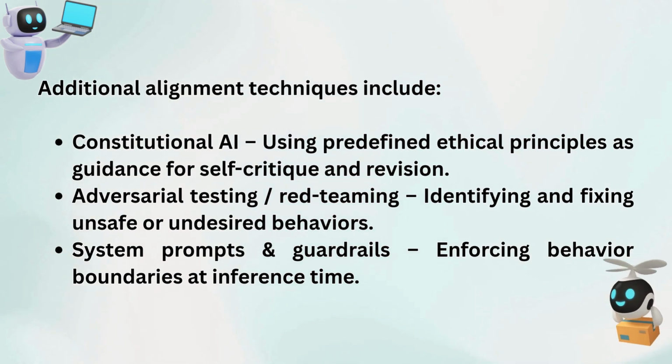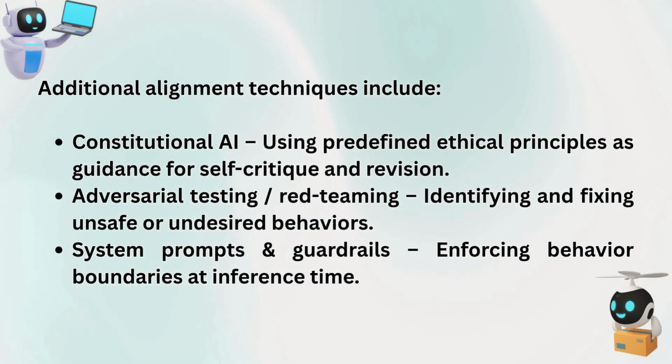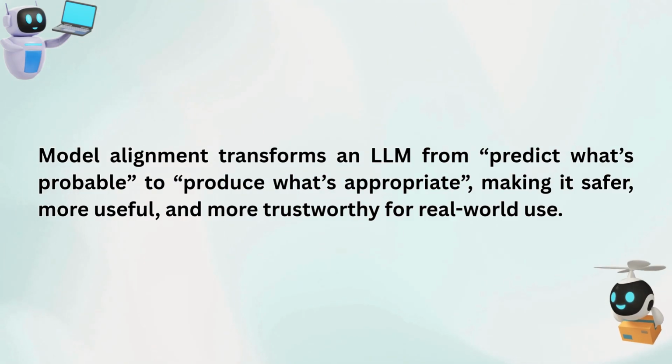Additional alignment techniques include constitutional AI, using predefined ethical principles as guidance for self-critique and revision. Adversarial testing or red teaming, identifying and fixing unsafe or undesired behaviors. System prompts and guardrails, enforcing behavior boundaries at inference time. In short, model alignment transforms an LLM from predicting what's probable to producing what's appropriate, making it safer, more useful, and more trustworthy for real-world use.